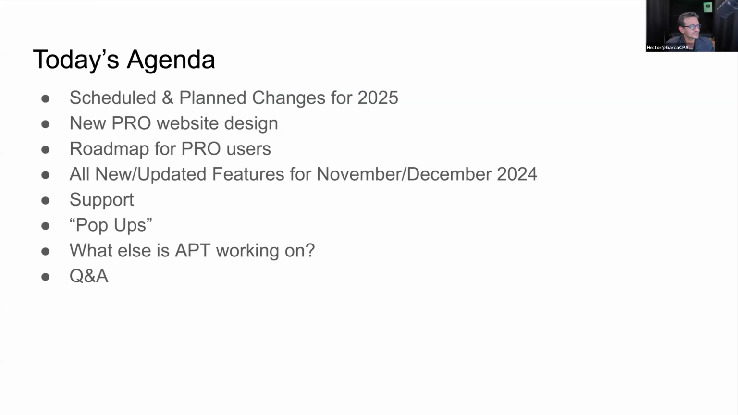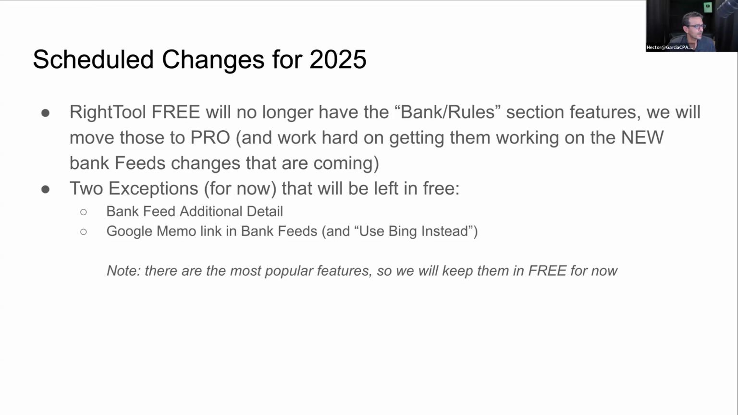For today's agenda, we're going to talk about some scheduled and planned changes for 2025. We're going to talk about the new Pro website design. We redesigned the Pro website for Pro users. We'll talk about some of the roadmap we have for Pro users, the stuff that we're working on right now. Then we'll go deep into new updated features for November and December. We'll talk about support, the best and quickest place to get support, and how to give us the best possible information to get to support quickly. And also talk about pop-ups. There's just been a lot of talk about pop-ups inside QBO, and what we're trying to do when it comes to pop-ups.